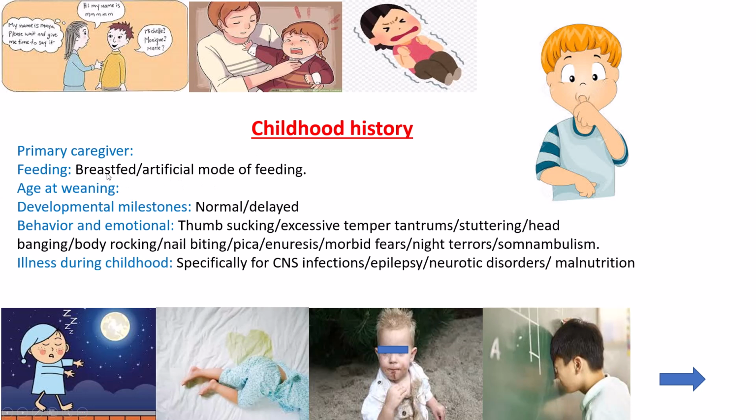About breastfeed, we have to ask whether artificial mode of feeding was given or not, or what they have given. Age at weaning, when they started. Usually after 6 weeks they will start weaning. So that we can write.